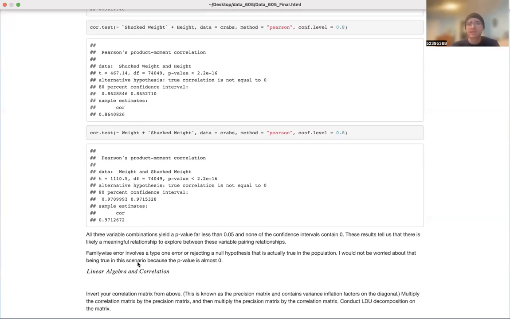Now, what's important here is that all 3 variable combinations yield a p-value far less than 0.05, and none of the confidence intervals contain 0. These results let us know that there is likely a meaningful relationship to explore between all of these variable pairings. Family-wise error involves a type 1 error, or rejecting the null hypothesis that is actually true in the population, and I would not worry about that error here because the p-value is almost 0.